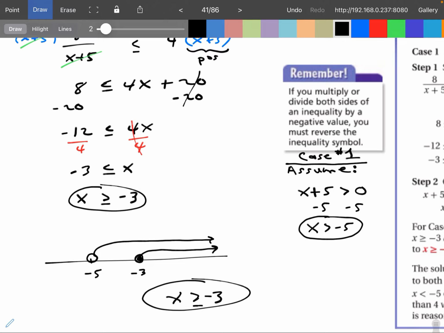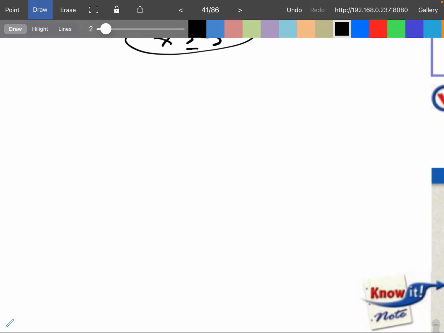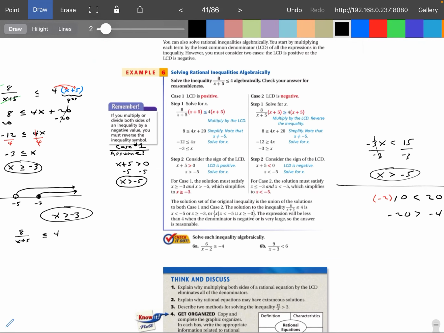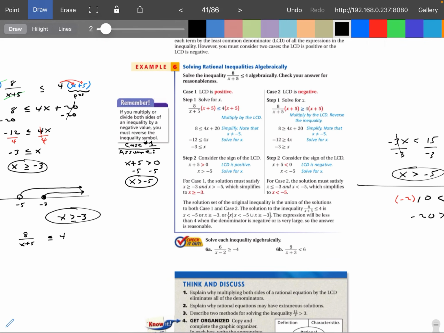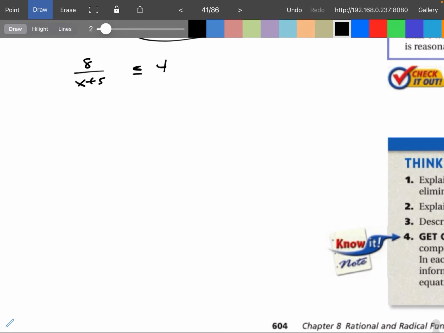Now hopefully I can go a lot quicker now that I kind of laid all that out. But now we have to do case number 2. That's why I'm only assigning 3 of these problems for you guys. So let's see if we can do case number 2. Let me come down here. For case number 2, again, we're going to put our inequality here. It was 8 over x plus 5. What was it again? Less than or equal to 4? Is that correct? That should be our original problem, right? 8 over x plus 5 is less than or equal to 4, yes.